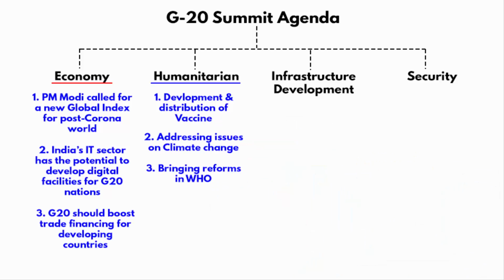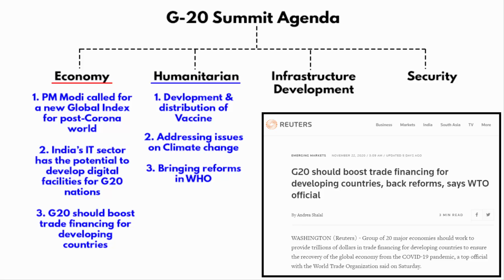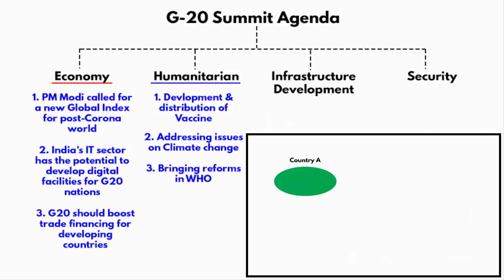There has been a discussion regarding trade. It was recommended that the big economies should work to provide trillions of dollars in trade financing for developing countries to ensure the recovery of the global economy from the pandemic. Let me give you a simple example to make you understand this.